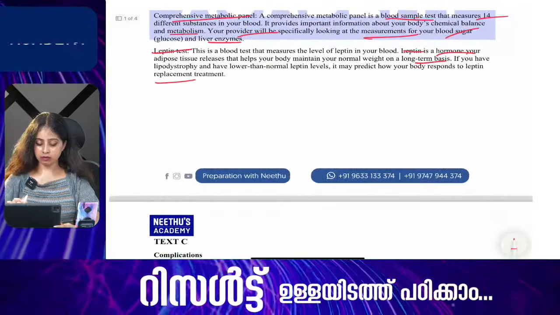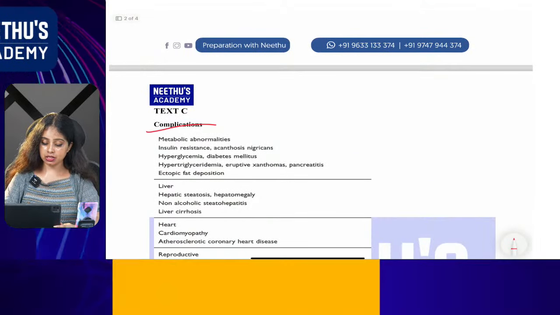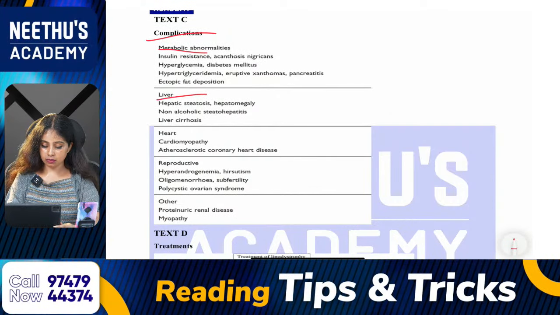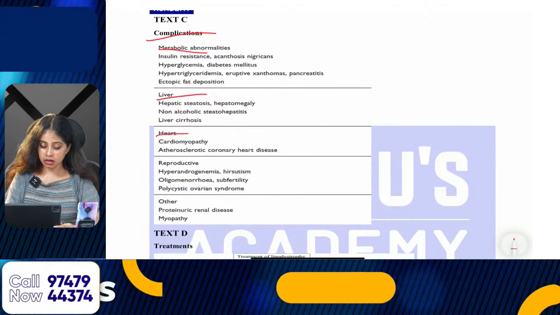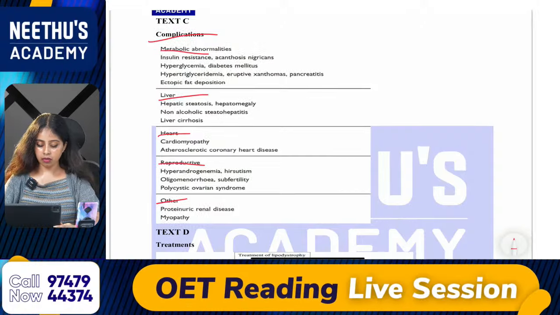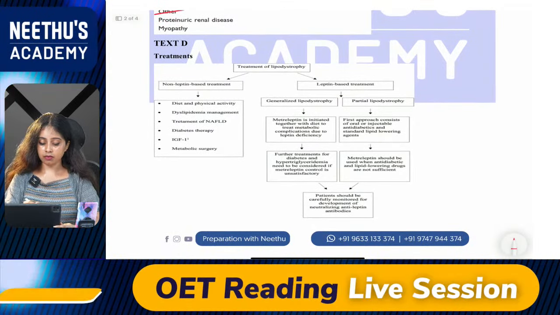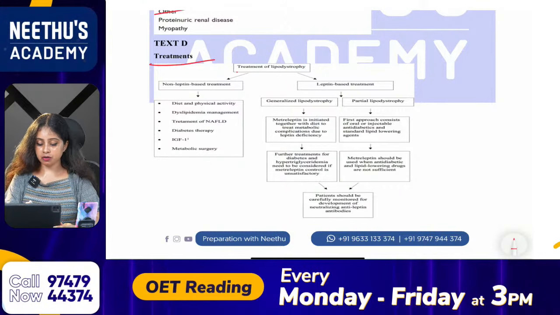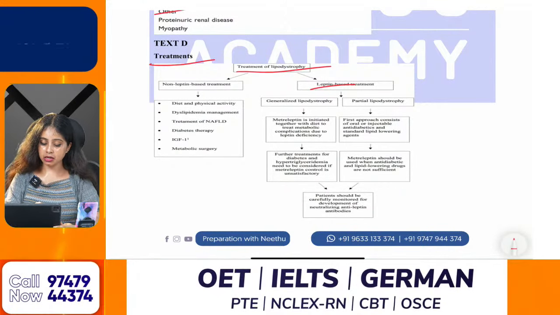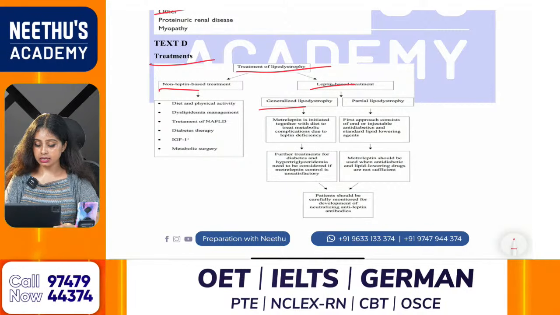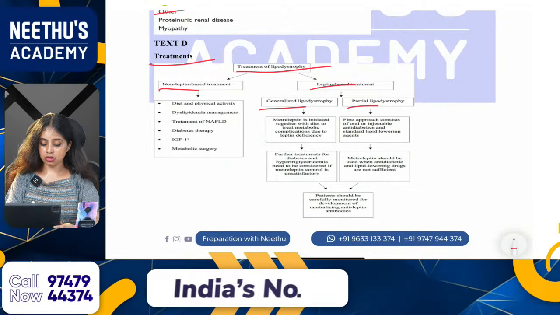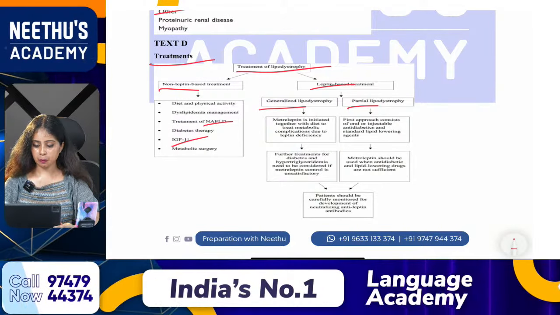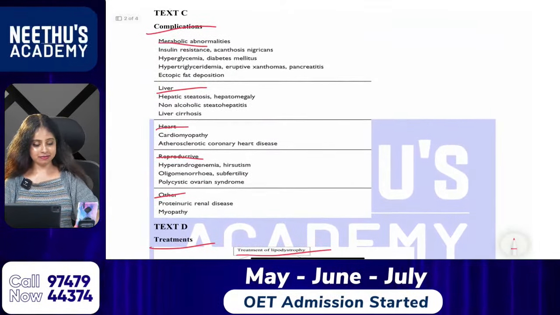Okay, so again we are moving to text C. The title is complications. There are a lot of complications mentioned here and also subheadings: metabolic abnormalities, liver, heart, reproductive, other. Then coming to the treatments, we have a chart here. Treatment of this problem, leptin based treatment, non-leptin, generalized, partial. So this is how we are marking the keywords from each of the texts. Clear? Okay.